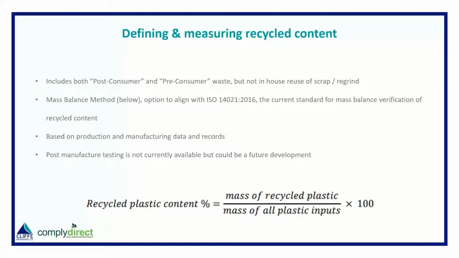Now, the way this is actually calculated is using what's referred to as the mass balance method. So there's a diagram of this at the bottom here. Now, this process is actually aligned with the ISO 14021:2016 standard, which is the voluntary standard for self-assessed labelling and environmental claims. Now, when we look at mass balance, effectively what we do is we take the mass of recycled content in the plastics, divide that by the total mass of all plastics, and multiply it by 100.